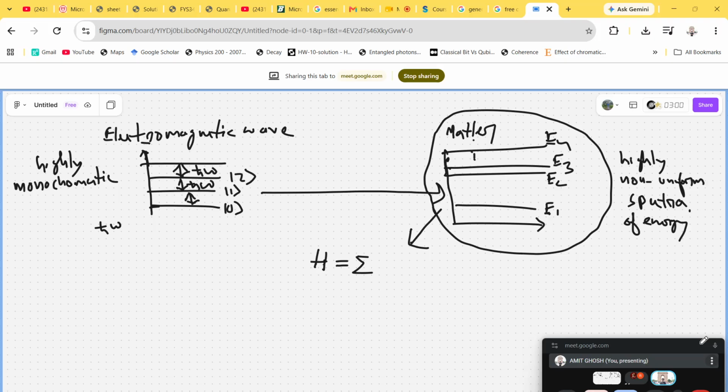Suppose it has many energy levels, like 1, 2, 3, 4, whatever, or in general n. Then it will look like, suppose, how? 1 has eigenvalue E1, right? So it is En, |n><n|, summation over n. So this will be the Hamiltonian of this matter.